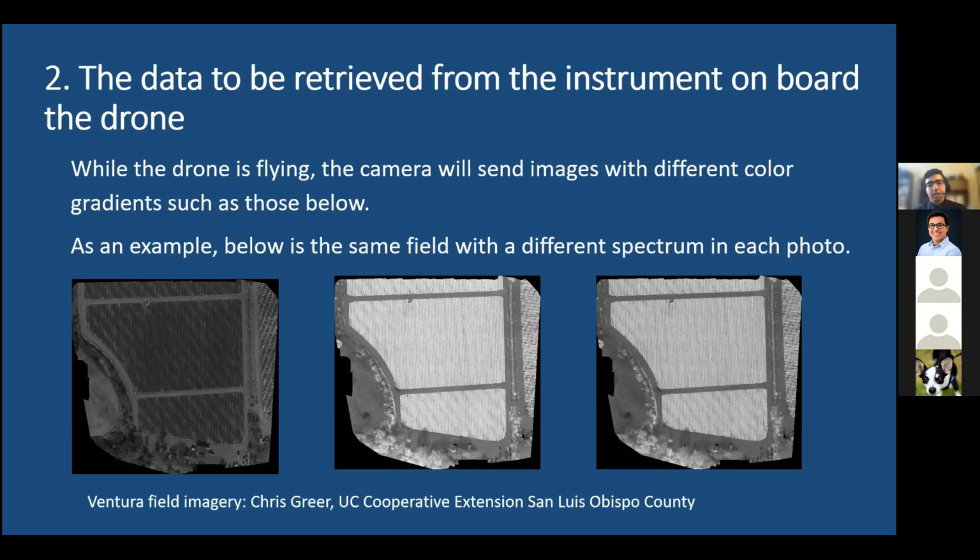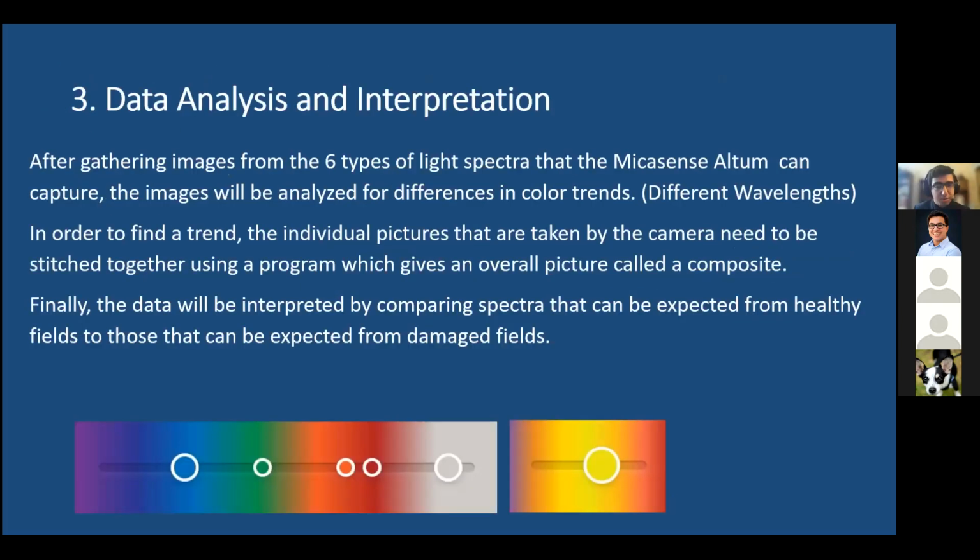And here is the spectrum that I was referring to. For instance, the MicaSense Altum comes with 6 types of light spectra. One of them is actually not in the visible spectrum. And these images will all display different colors, but the important part is that they are all different wavelengths.